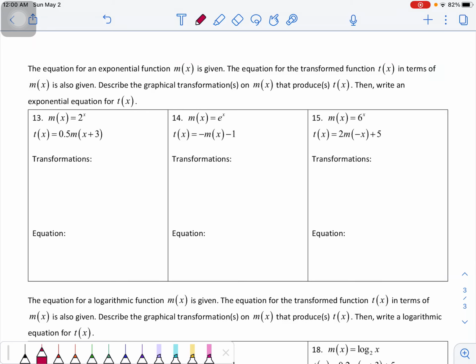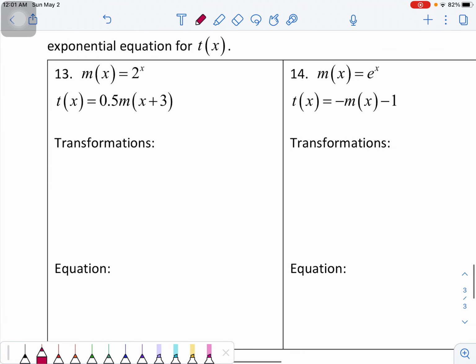All right, last video for transformations here. We're going to take some parent functions, apply some transformations or identify some transformations, and then rewrite the function in an exponential equation. And then we'll also do some in logarithmic function form. So I'm going to zoom in on number 13 here.